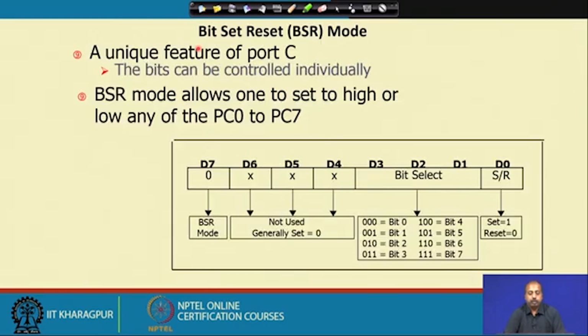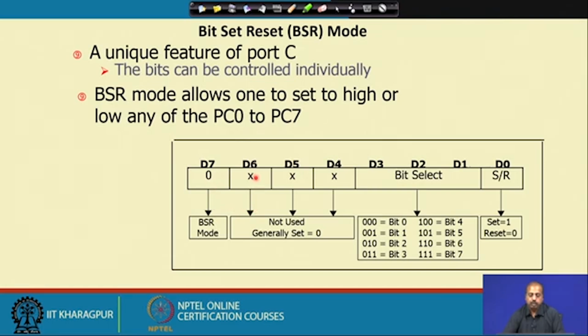Another important feature that this 8255 has is the bit set reset mode. This is a unique feature of port C, and the bits can be controlled individually. It will allow you to set high or low any of these PC0 to PC7 bits. So, you can see first of all this D7 bit, this is the control register setting. The D7 bit must be 0, because in that case it means that it is in BSR mode, bit set reset mode.